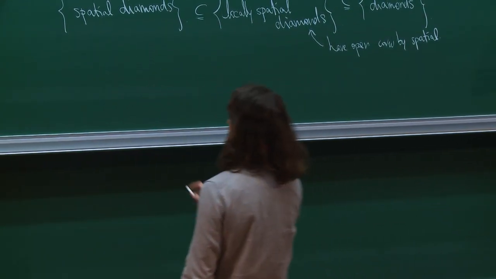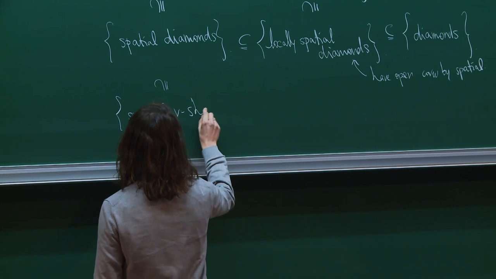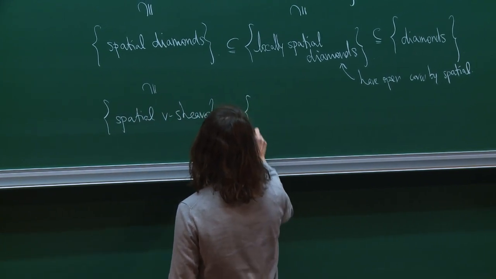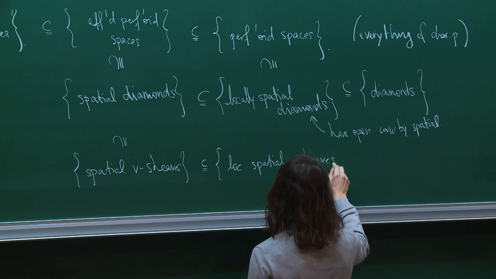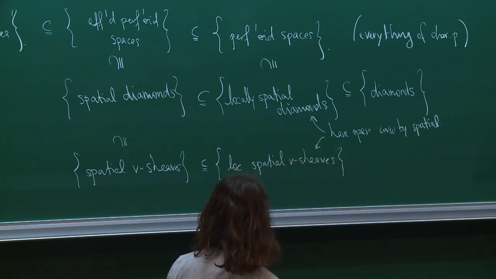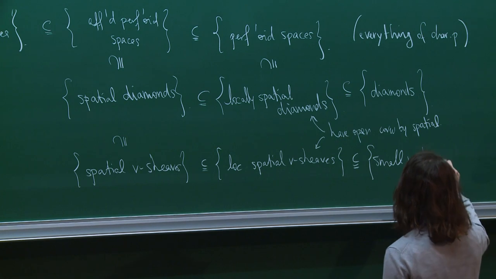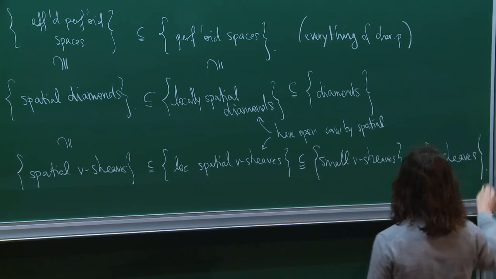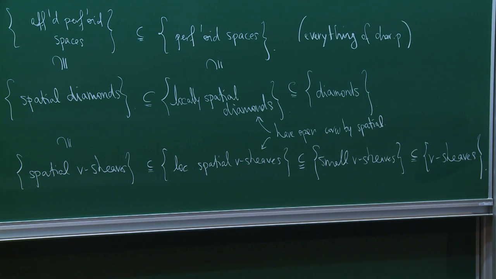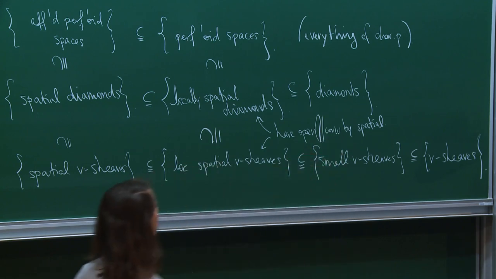And then you could further generalize this whole situation to include all v-sheaves. You could also define locally spatial v-sheaves. These are, by definition, I want all of these guys to be small if I say that they are locally spatial. And these are contained in all possible v-sheaves. There is another inclusion here. And there is another inclusion here.